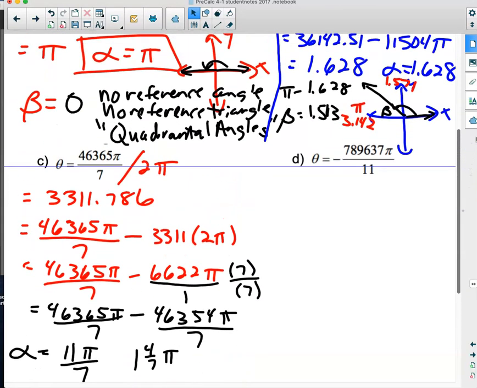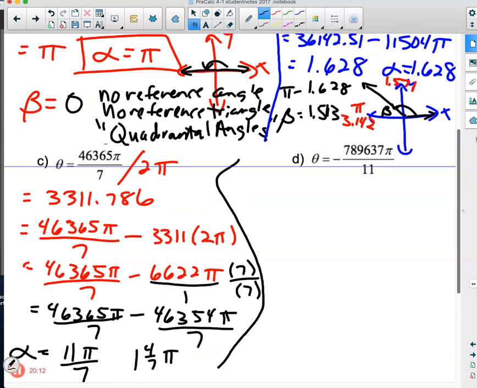All right, got another massive one, but this time we have a negative angle. So we know where to start. Got to divide that monster by 2 pi. So again, you want to really carefully punch this in. I'm doing parentheses, negative 789,637 times pi, parentheses, divided by 11, enter, and then divided by parentheses, 2 pi, parentheses.